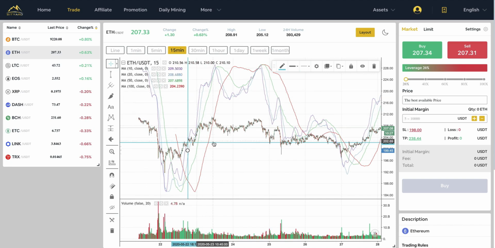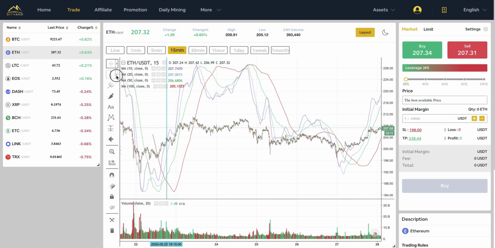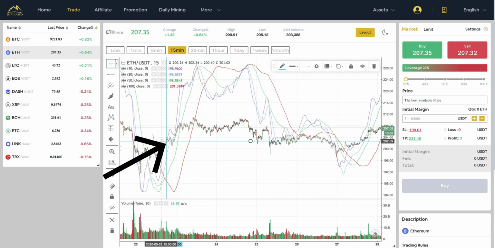And I'm going to use this vertical line here to show you guys where you would enter a trade using this strategy. So here you can see that the purple is above the blue, is above the green, and the green is above the red line, okay? So what you'd want to do is, at this point, enter a bullish trade, right here. And then you only exit the trade if the lines have the opposite look, okay?